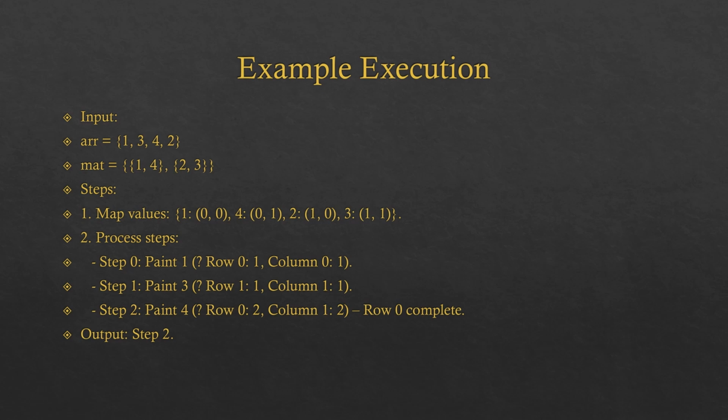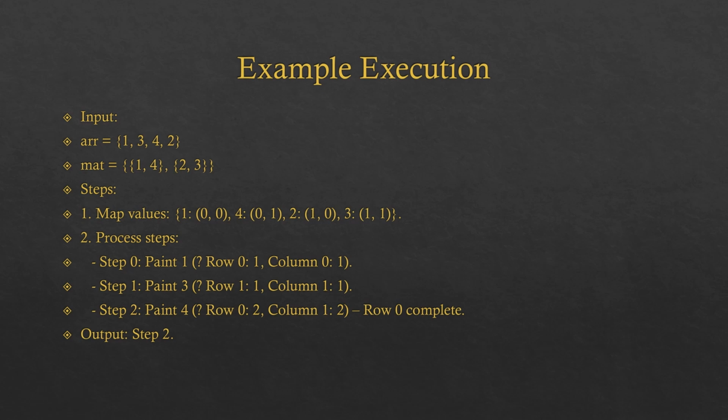Let's go through an example to understand the solution better. Given the array arr with elements 1, 3, 4, 2 and the matrix mat with rows 1, 4 and 2, 3. We first map the values to their positions: 1 at (0, 0), 4 at (0, 1), 2 at (1, 0) and 3 at (1, 1).